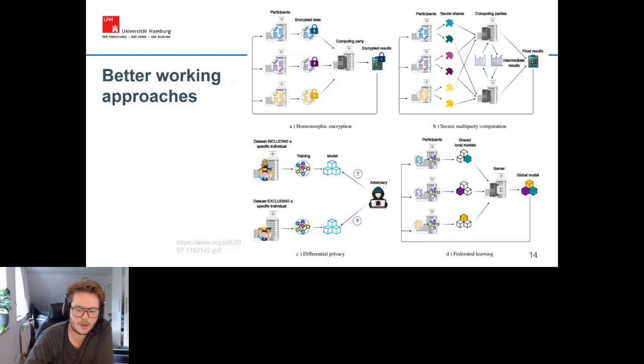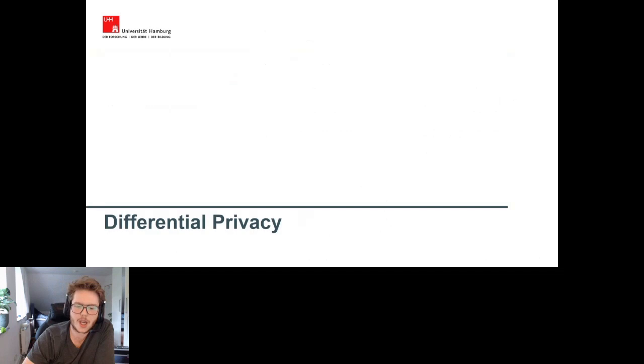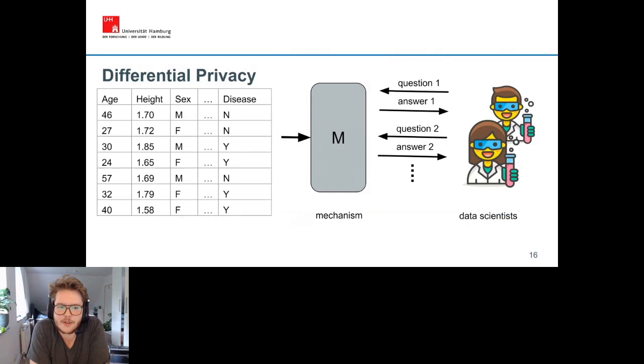So let's start with differential privacy, because it's actually very similar to k-anonymity, at least in what it wants to do. So let's say you have a database, same information as before, right? Age, height, sex, disease, and so on. And you have some sort of mechanism that is basically a querying tool, right? So some people can ask questions and receive answers. In this case, it's a very happy, very well-meaning data scientist who would never think of doing anything bad, right?